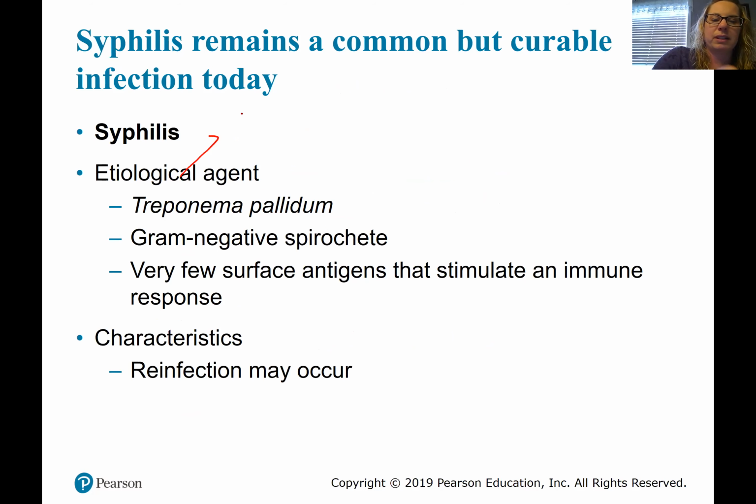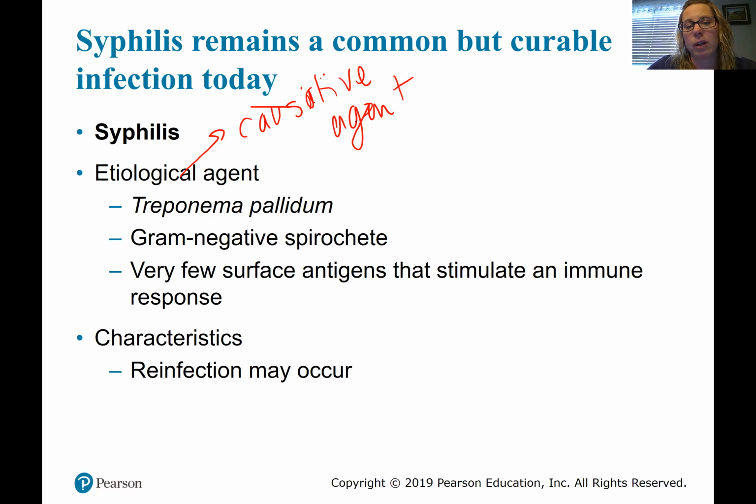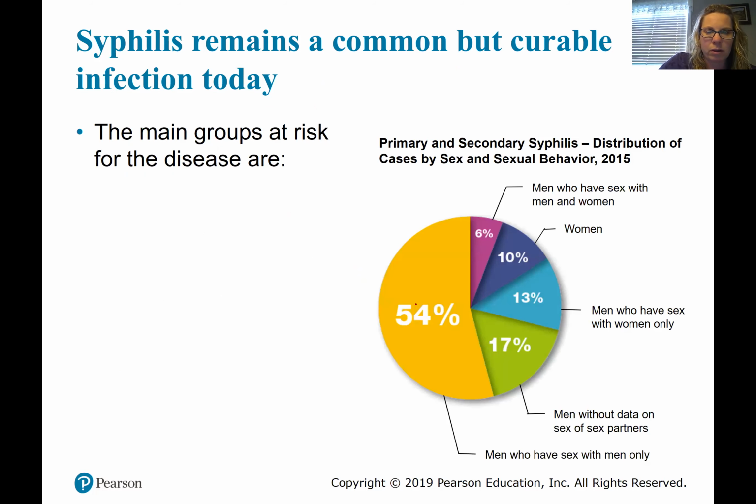Etiological agent means basically the causative agent. Treponema pallidum is a gram-negative spirochete. Remember, spirochetes are spiral shaped, they're stiff spirals. You can be reinfected with this as well.